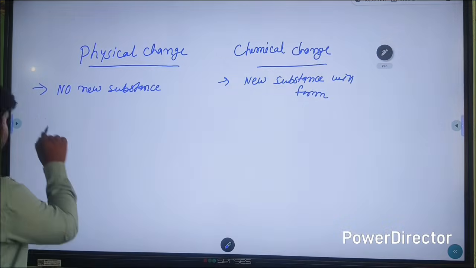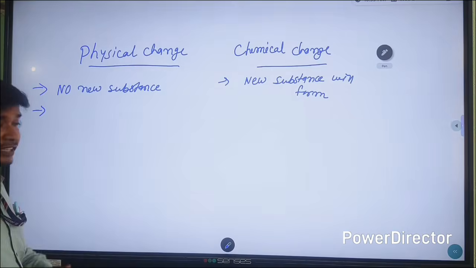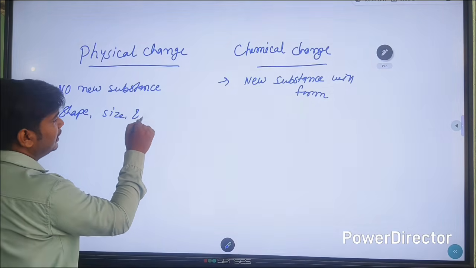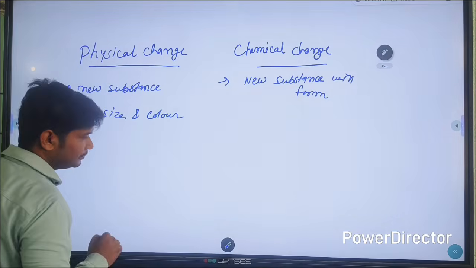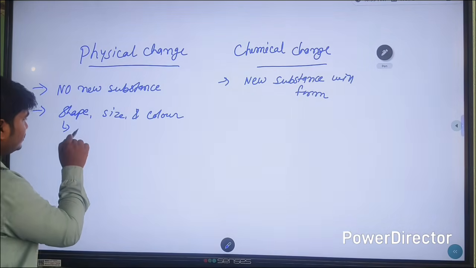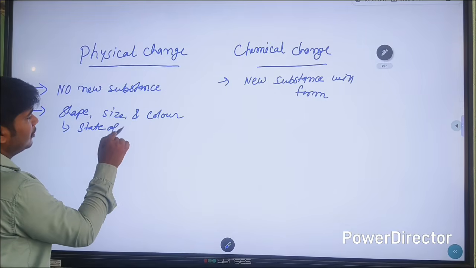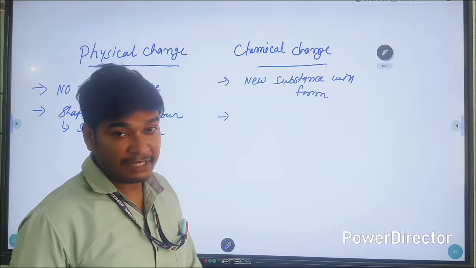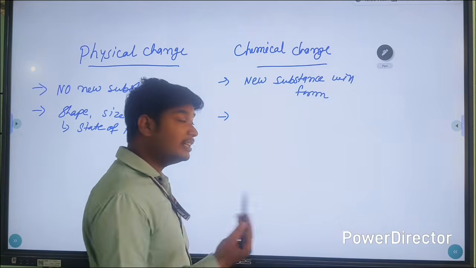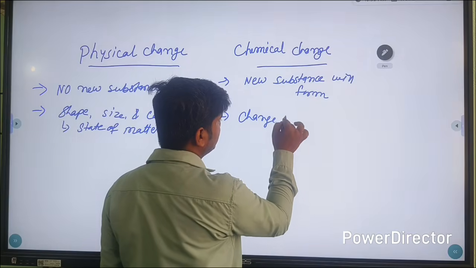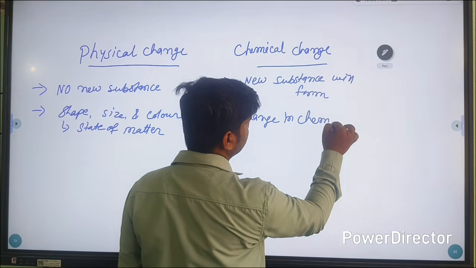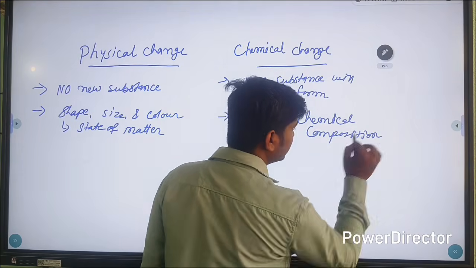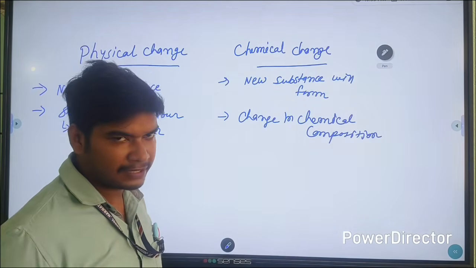Okay. Here, physical change is related with shape, size and color. It is also related with state of matter. But chemical changes are related with chemical composition, a change in chemical composition. These are the basic things.